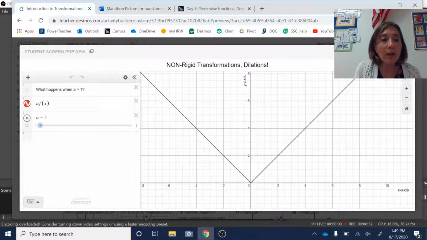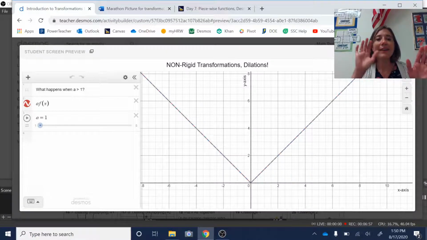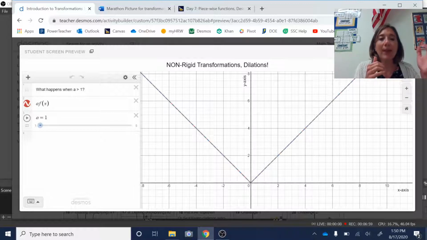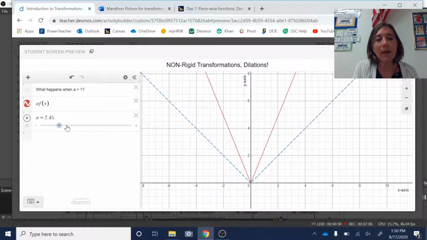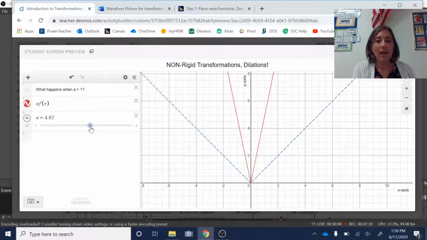Now you are going to put a number out front. It says A. When the A is written right next to the f, that means you're multiplying. So A times f of x is the understood thing happening there. And so you'll play with this. What happens to my graph as my A number gets bigger and bigger and bigger?